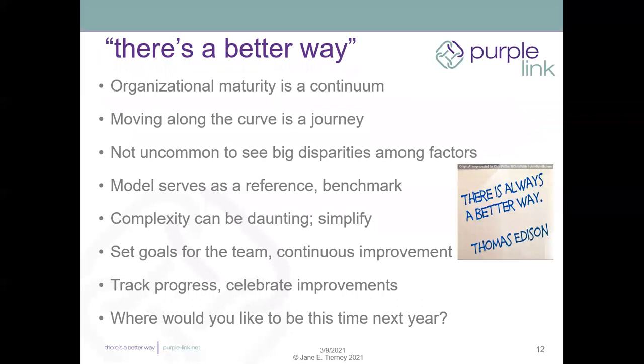So organizational maturity is a continuum. This is the model I've created. There's a lot more detail behind it. If you're interested in that, we can talk about that later, but this is something that I wanted to share. And again, moving along this maturity curve is a journey. And there are 8 different aspects in the supply chain model that say, look at all of these areas. How do you go from being very reactive to more proactive?